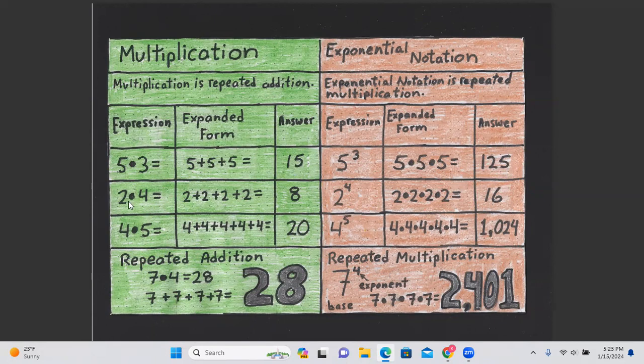And in this case right here, we have 2 times 4. Remember, the raised dot, once you get into sixth grade, will be used as a multiplication symbol. So 2 times 4 is the same as saying 2 plus 2 plus 2 plus 2, which equals 8. But 2 raised to the fourth power is the same as saying 2 times 2 times 2 times 2, which equals 16. And as you can see, there is a difference between the two.